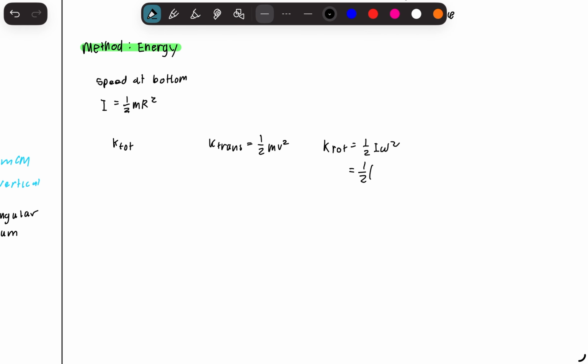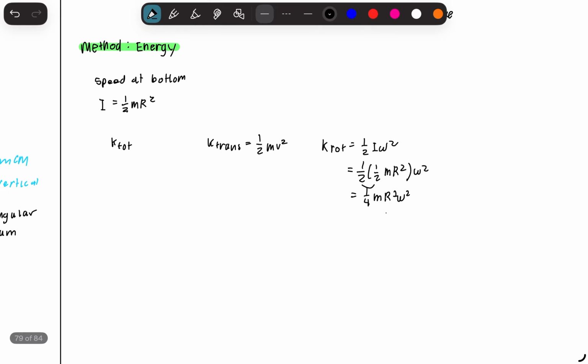That's equal to 1/2 times 1/2 mr squared times omega squared. That's 1 over 4 mr squared omega squared. Omega is equal to v over r. So K rotational is equal to 1 over 4 mv squared. Now, if you just add those, K total is 1/2 mv squared plus 1 over 4 mv squared, because it's equal to translational plus rotational.